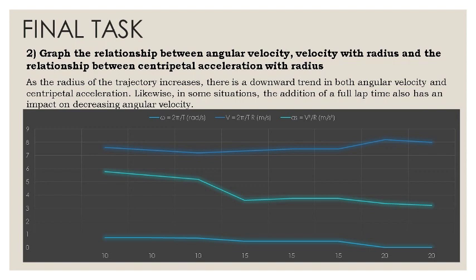The graph of the relationship between angular velocity and radius, and between centripetal acceleration and radius: as you can see, there is a graph of the radius along with the angular velocity and the acceleration. As the trajectory radius increases, there is a downward trend in both angular velocity and centripetal acceleration. Likewise, in the same situation, the addition of full lap time also has an impact in decreasing angular velocity.